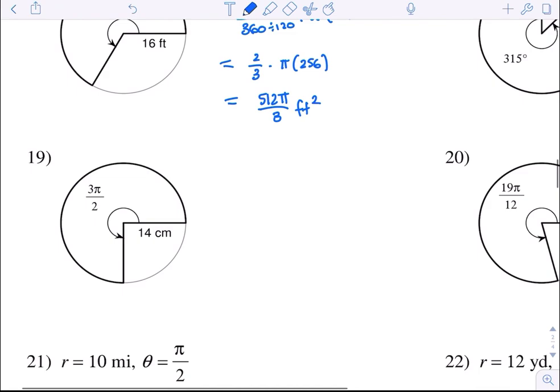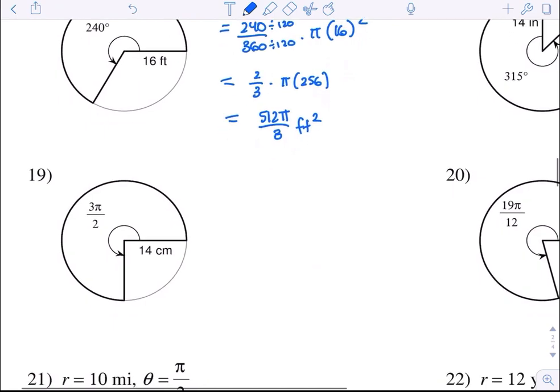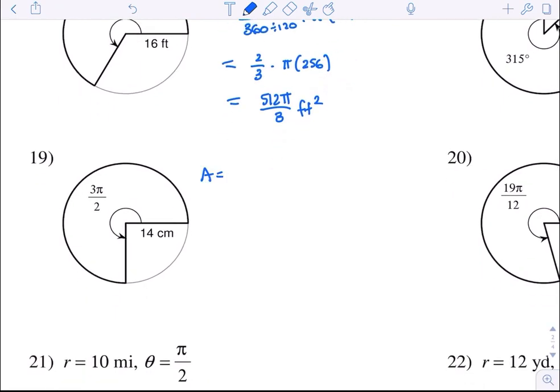19. So for 19, you guys are going to get the area is equal to theta over 2 pi times pi r squared, which is equal to 3 pi over 2, all divided by 2 pi times pi 14 squared. Now we gotta simplify this. So we're gonna have 3 pi over 2 times 2 pi times pi, and 14 squared, you guys, is 196.